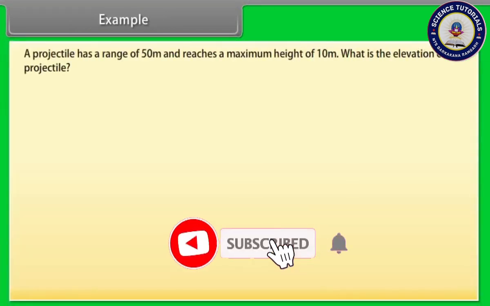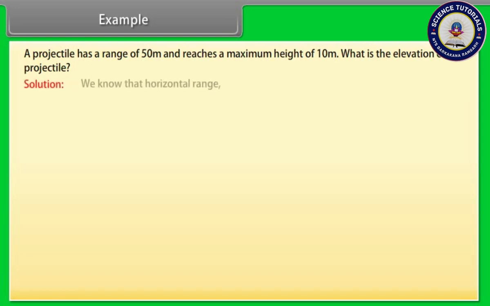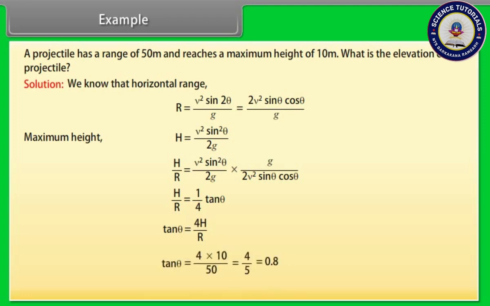Example. Let's take an example of projectile motion. A projectile has a range of 50 meters and reaches a maximum height of 10 meters. What is the elevation of the projectile? Let's see the solution. We know that horizontal range is equal to v squared times sin 2 theta divided by g. We derive the relation between height and range, given by h upon r equals 1 by 4 tan theta. On calculating this equation, we get the value of theta equal to 38.66 degrees.